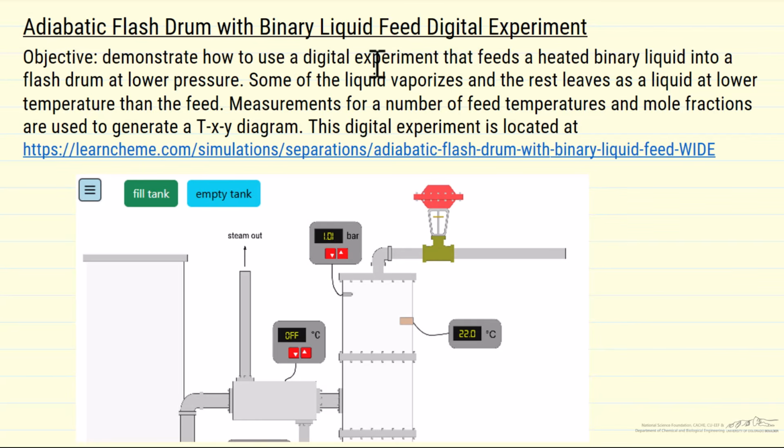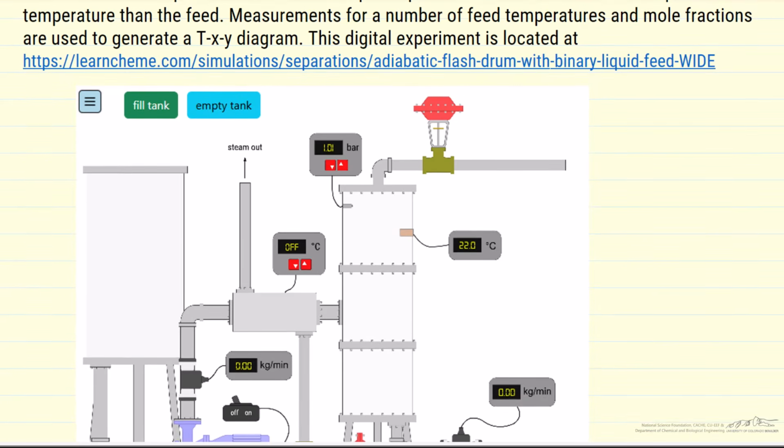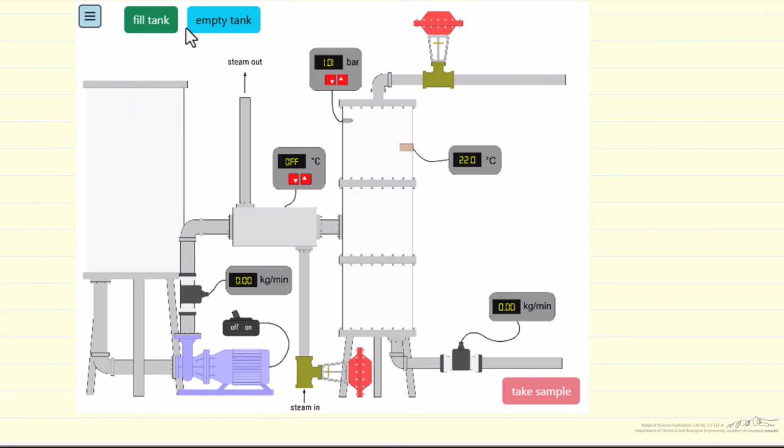Digital experiment that models an adiabatic flash drum. And the idea is that we're going to feed a liquid at elevated temperatures. So we're going to fill this tank and feed a liquid through a heater, use steam heating. We set the temperature, and then we lower the pressure. And again, the pressure can be set so that some of the liquid vaporizes, leaves out the top. The rest leaves the bottom.